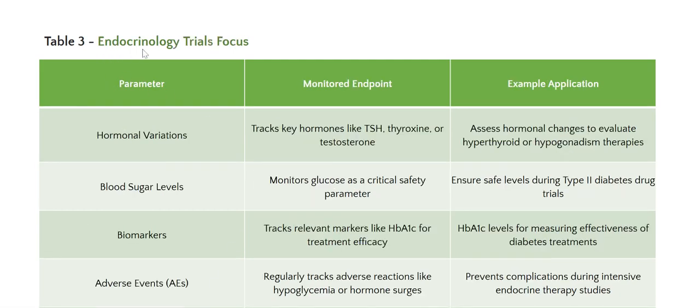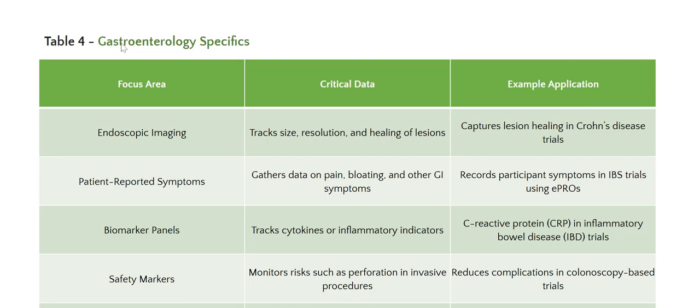Another table of endocrinology trials focus: parameter, monitored endpoint, and example application. The parameters: hormonal variations, blood sugar levels, biomarkers, adverse events, AEs, and then drug response timelines. Another table on gastroenterology specifics: focus area, critical data, example application. Focus areas: endoscopic imaging, patient reported symptoms, biomarker panels, safety markers, and adherence measures.